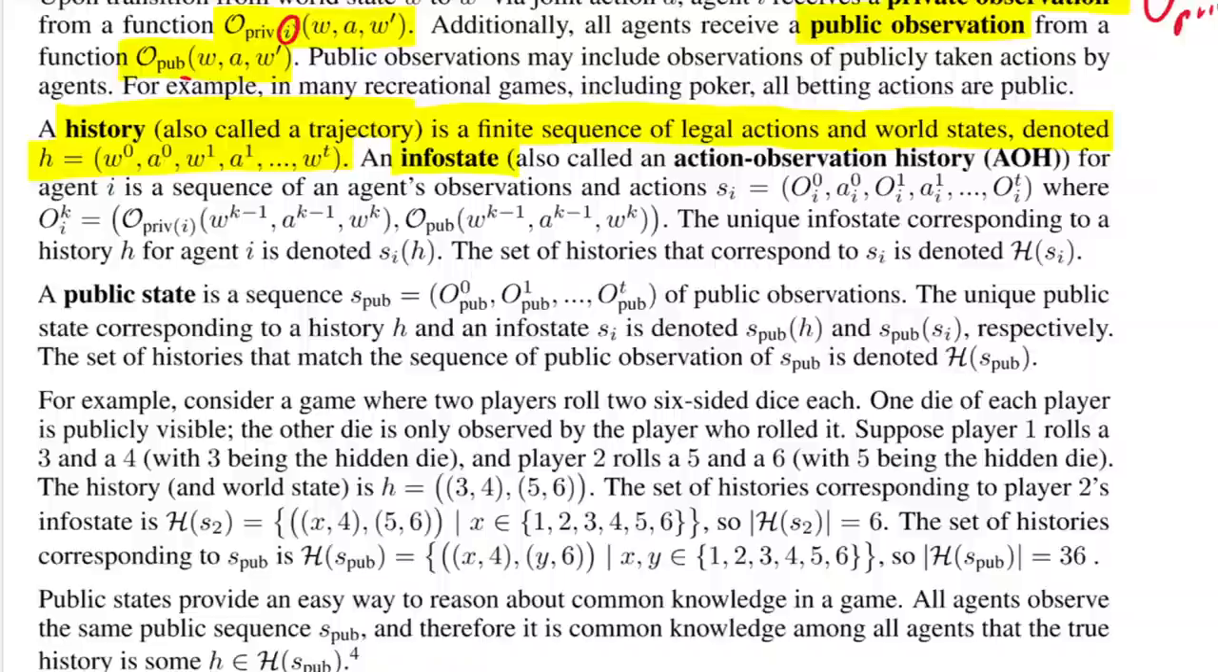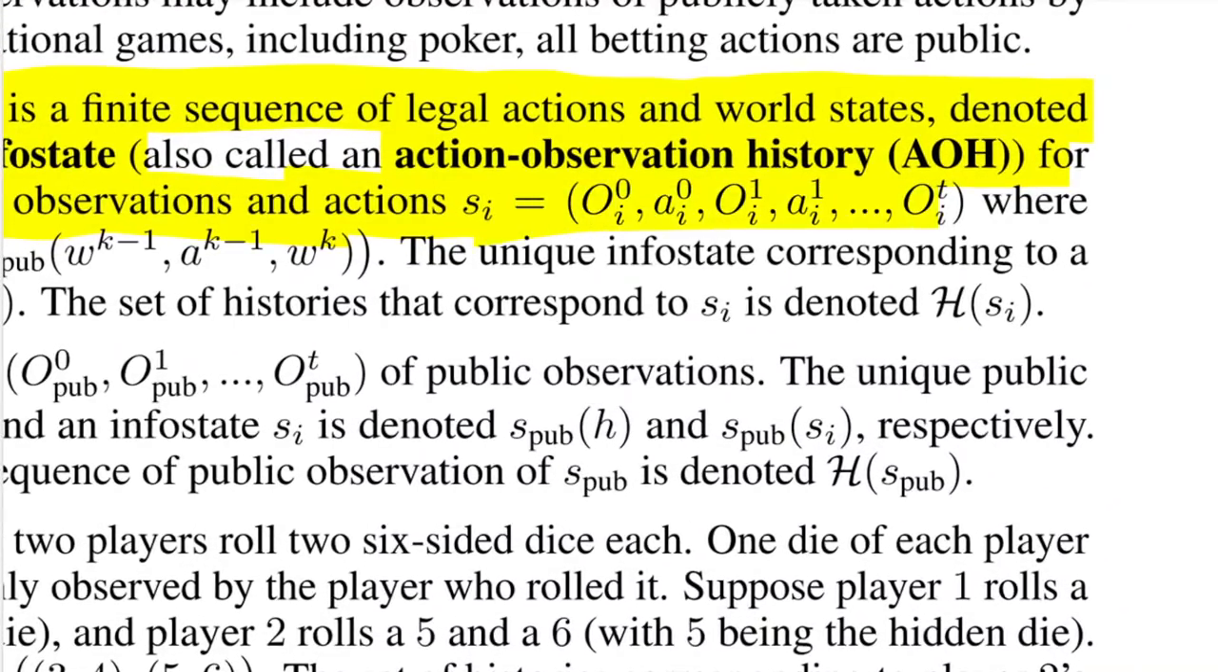Okay. So the info state is like the world state or like the history, but it's conditioned on what an individual player knows. The info state, also called an action observation history, for agent i is a sequence of an agent's observations and actions. So you can see it's very much like a history, except that it doesn't have the world states. There is the observation for player i at each of the time steps. And these observations include public and private observations, along with the actions, but we'll say the actions are public anyway. So an info state is basically the history as it looks to player i.